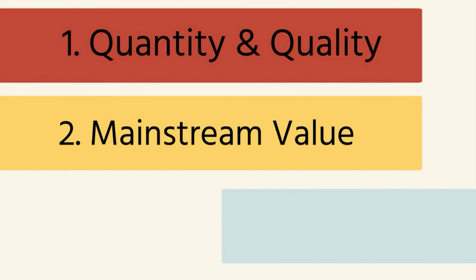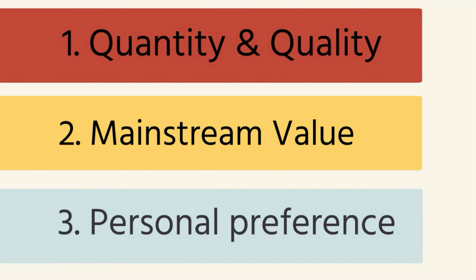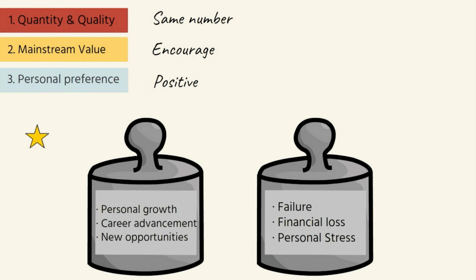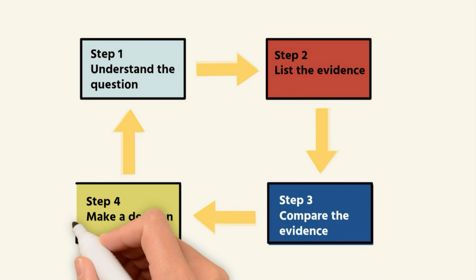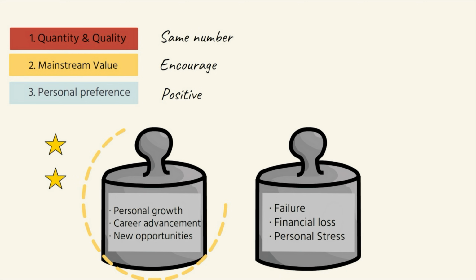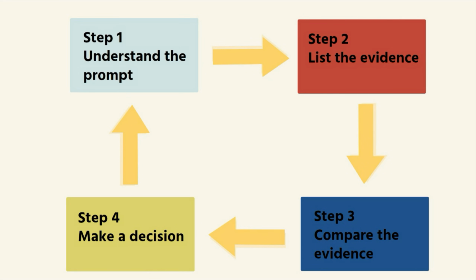Third aspect, personal preference. Ask yourself which side you prefer. I personally prefer the positive side, so the positive side gets 2 points now. Now the positive side has 2 points, and I can make my decision. I will choose the positive side. After the decision is made, all I need to do is construct a strong argument to prove my stance. These are the steps of the technique.